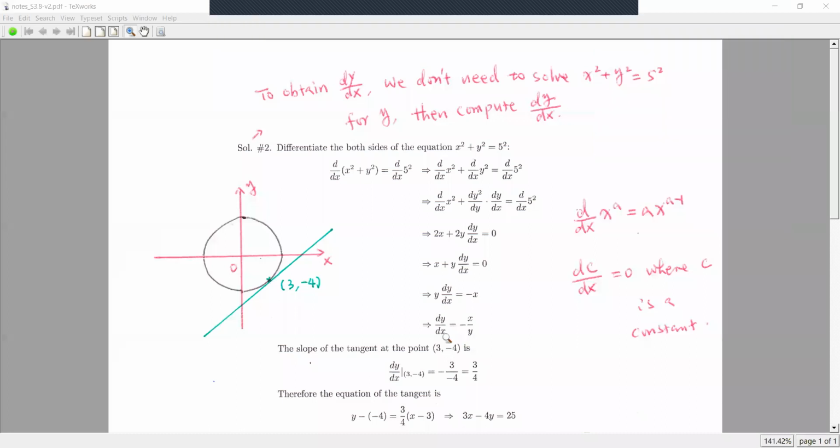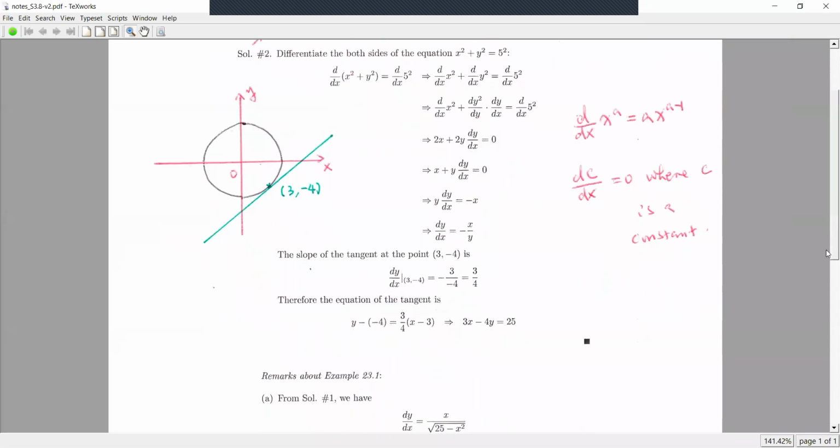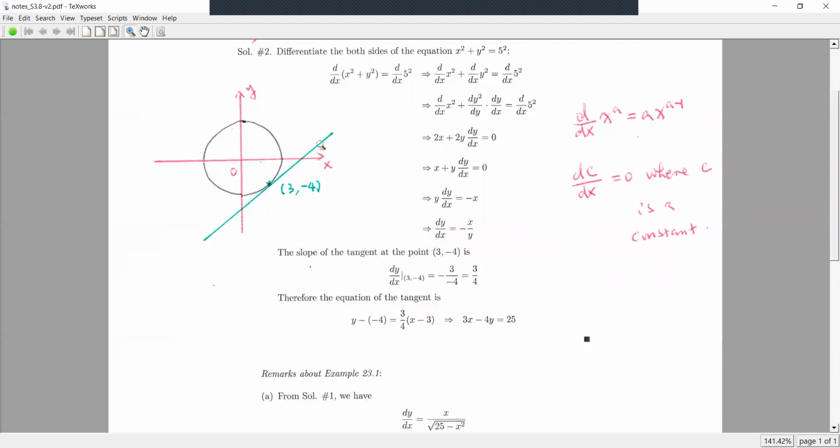After we get the derivative, we can tell the slope of the tangent line at this point. Plug the point into the derivative, namely plug in the number 3 for x and negative 4 for y, then we get the slope is 3 over 4. Now we have the slope of the tangent line, and also we have 1 point on the tangent line. By the point-slope formula, the equation of the tangent line is this.